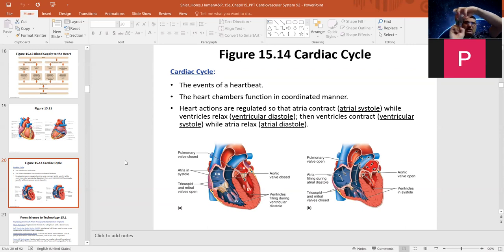When the atrium contracts, it pushes the blood down to the ventricles, which are relaxing. When the ventricles contract, the atria relax. They don't receive the blood back; they receive it from the body, and the blood leaves the ventricles. That's why we call it atrial systole and ventricular systole. The relaxation is called diastole: atrial diastole, ventricular diastole.